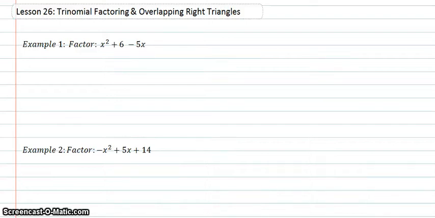In lesson 26, we are factoring trinomials and we're looking at overlapping right triangles. So in example 1, we're going to factor x squared plus 6 minus 5x. The first thing we need to do is put this in descending order of the exponents of the x. So I need my biggest to smallest. So I'm going to have x squared minus 5x plus 6. And this is going to factor into two binomials.